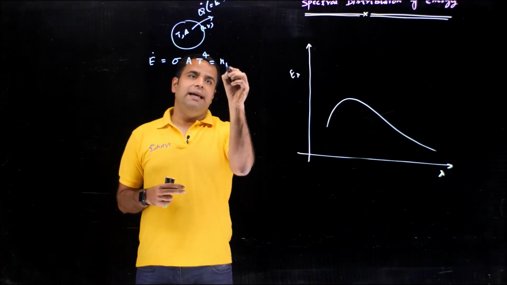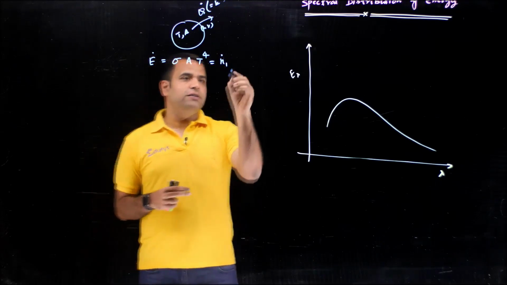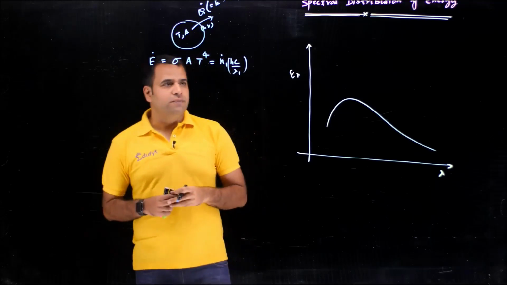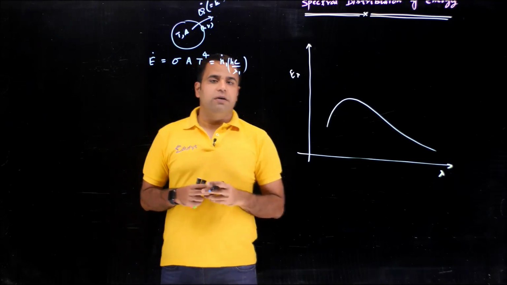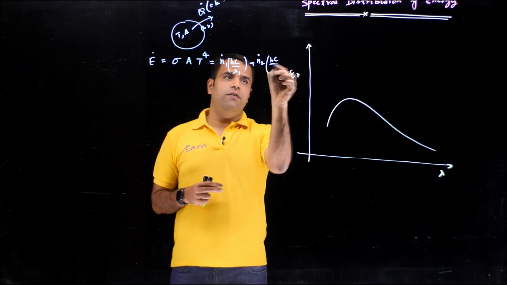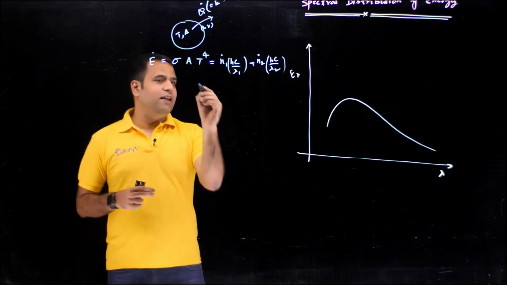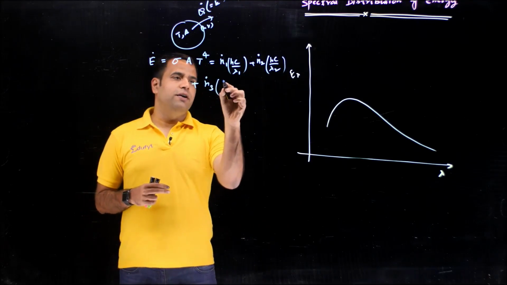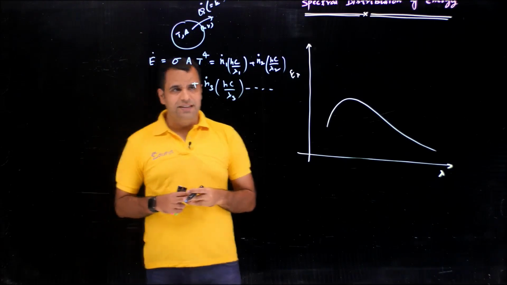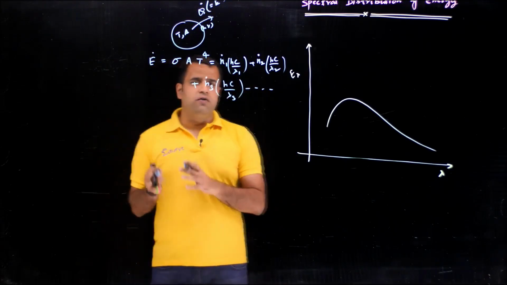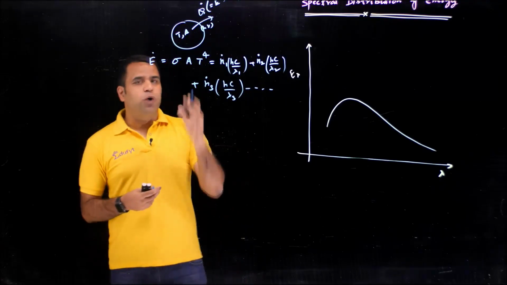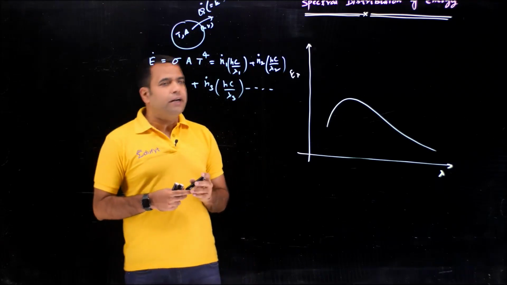So it is throwing n1 photons of hc upon lambda 1, that is n1 photons per unit second for lambda 1 wavelength. It is throwing n2 photons of lambda 2 wavelength, n3 photons of lambda 3, and it goes on till infinity. So it's not like this energy is going out from the body continuously, or as a wave. It is going out as particles.